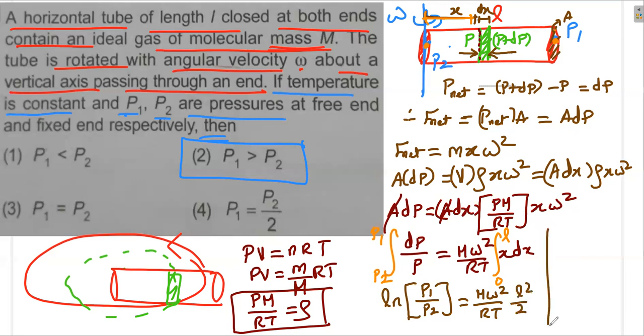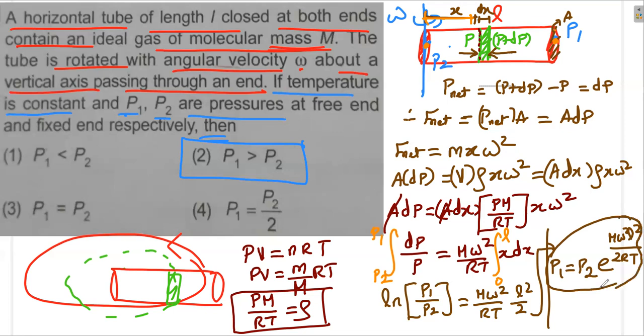That's all. So if I simplify this, you can take the exponential on both sides, ln and e power. So P1, the pressure at this end, is equal to P2 into e power M omega square L square by 2RT. So see whether you understand this. So this is how the pressure changes exponentially.